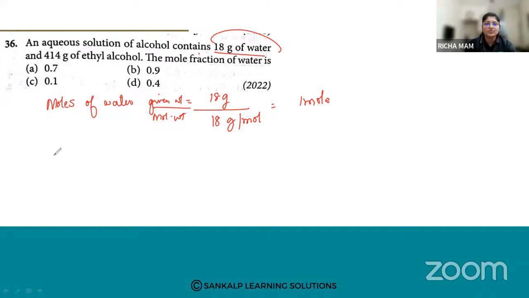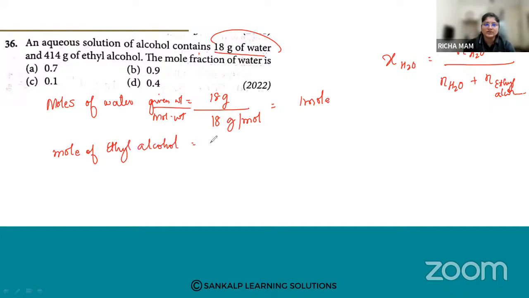Now we need to find the mole fraction of water. For that, we need number of moles of water upon number of moles of water plus number of moles of ethyl alcohol, right? So for that, we are calculating the number of moles now. Let us calculate the number of moles of ethyl alcohol. Given weight upon molecular weight.